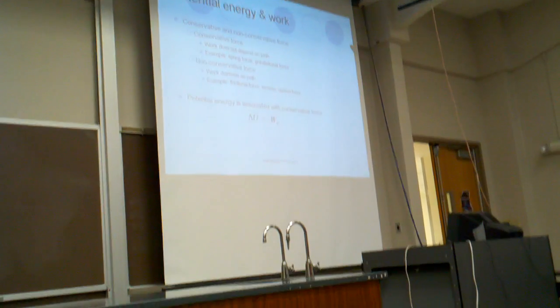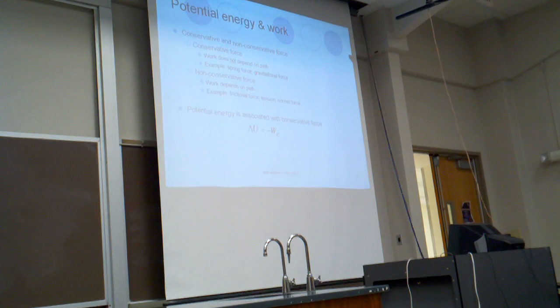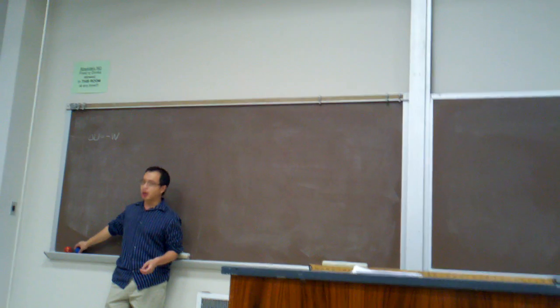It as some kind of negative work. Okay? So delta U equals negative W. And we can try to understand this by looking at a free falling object.